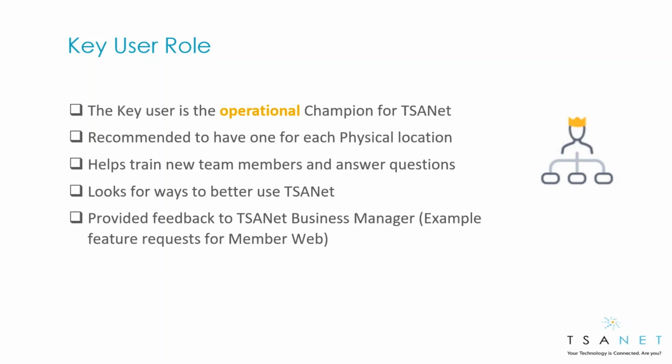We do recommend, if you have a lot of different physical locations, that you take a look at, do we have the right key users for the particular geographies. Doesn't mean that you need to have one for every single place, but it would make sense if you, for example, have 3 key locations and they're spread throughout the world, that you take a look at, should we really have key users in each of these places. They would train new team members, make sure they're aware of TSANet, that they have access, they're answering questions. They're constantly looking for better ways to use TSANet.